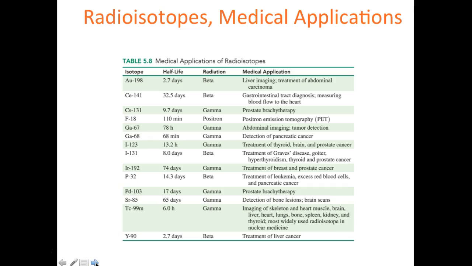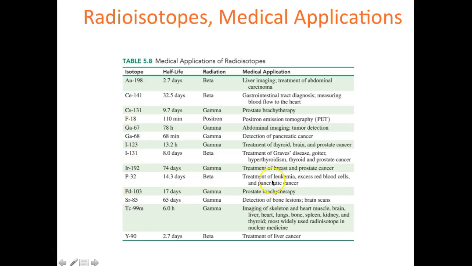So here are some of these radioisotopes, what they are used for, what type of radiation they emit, and their half-lives. As you can see, most of them have very short half-lives. And most of them are very specific, like fluorine, for example, which is used in positron emission tomography, and iodine, for the treatment of thyroid-related diseases and diagnosis as well.